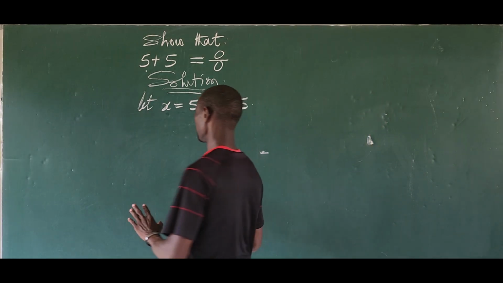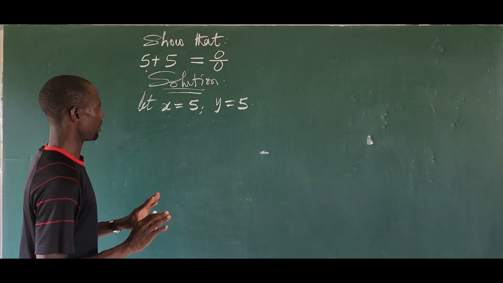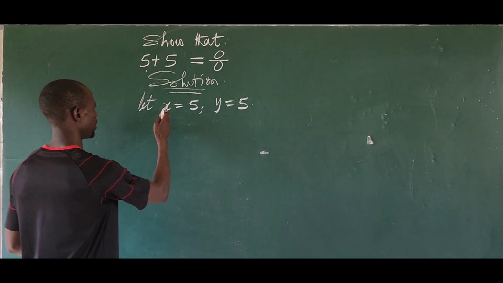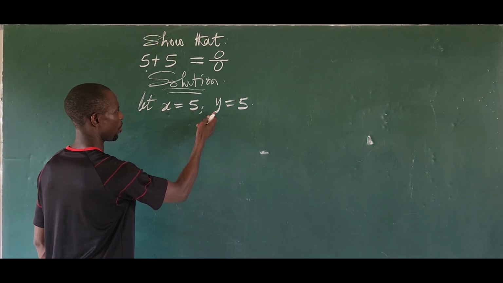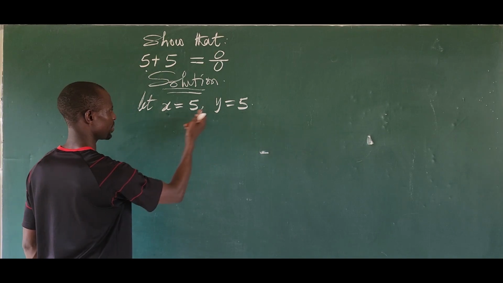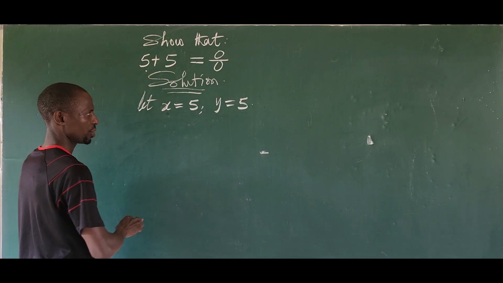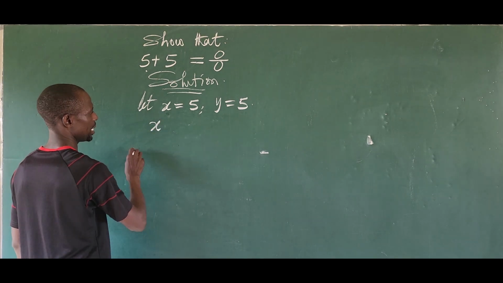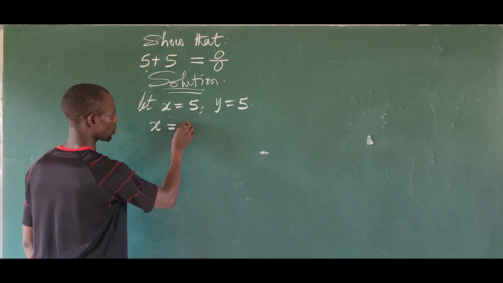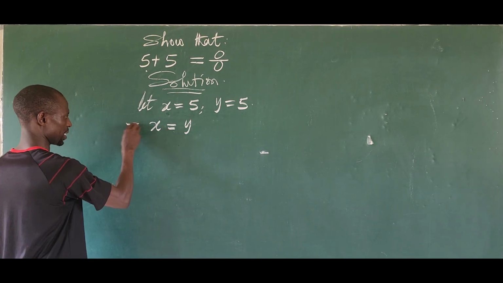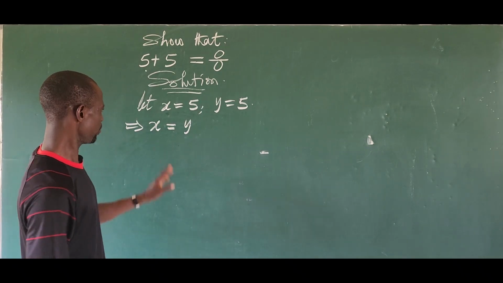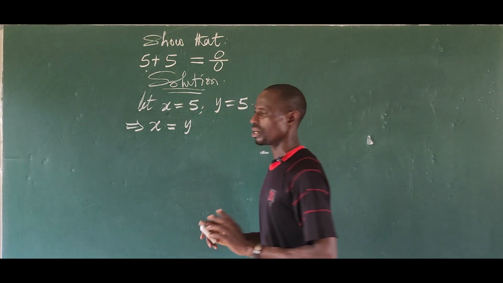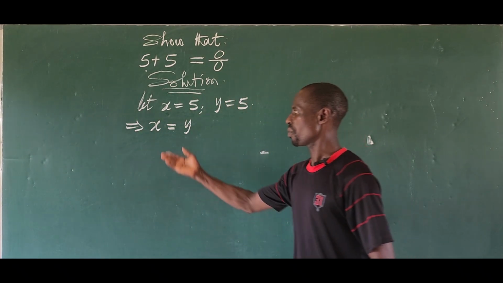So from here, we're going to do some manipulation. If x is equal to 5 and y is equal to 5, we have 5 here and 5 also, so we can equate these two terms. We can say x will now be equal to y. This is what it implies. Good. So if we have x equals y, we want to square both sides of the equation.